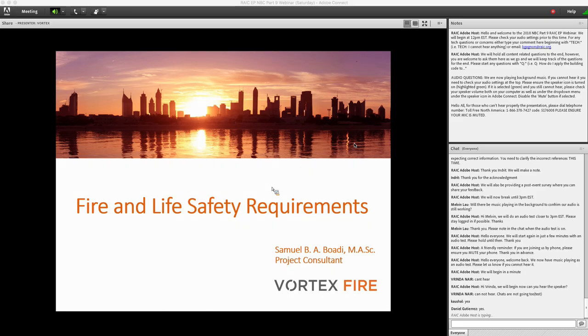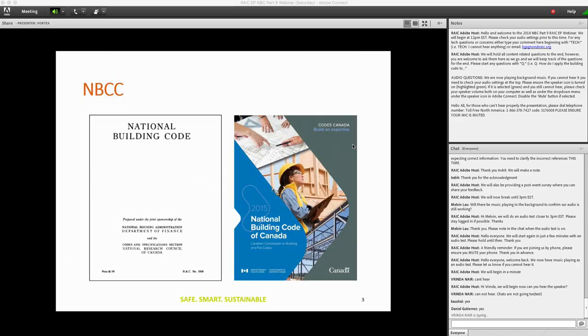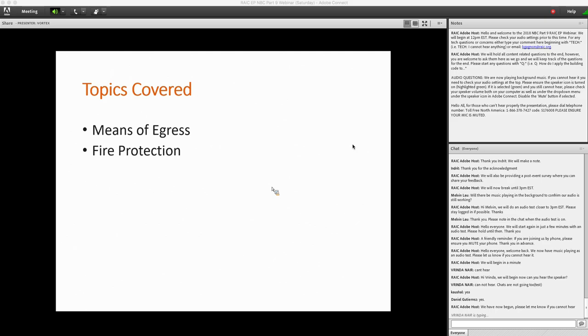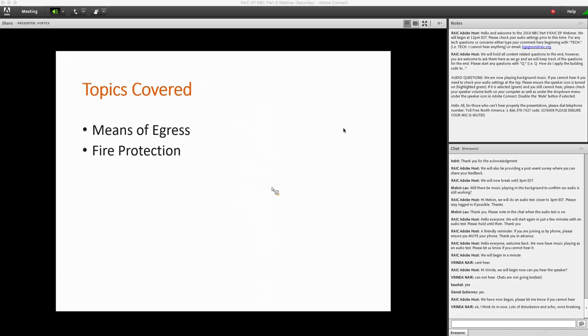So, as I said earlier on, my name is Samuel. I'm a project consultant at Vortex Fire Consulting Inc. And for today's afternoon session, we're going to be looking at means of egress and then fire protection. Basically, we're going to look at how we design our building to ensure safe evacuation of occupants in case of a fire, and also some of the fire protection requirements in Part 9 of the National Building Code of Canada.